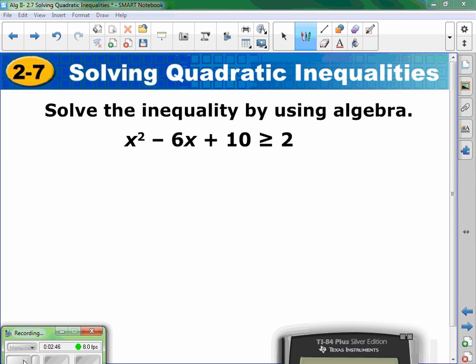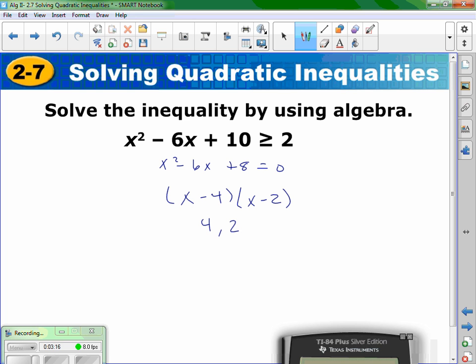All right, what would be your first step? Move the 2 over. So I have x squared minus 6x plus 8. Now I'm just going to write equals 0. I'm going to try to factor this one. Two numbers that multiply to get me 8, but add to get me 6. So it's x minus 4, x minus 2, which means I have zeros of 4 and 2.